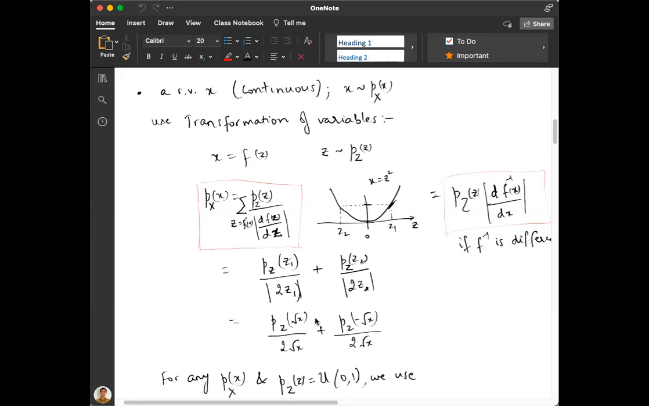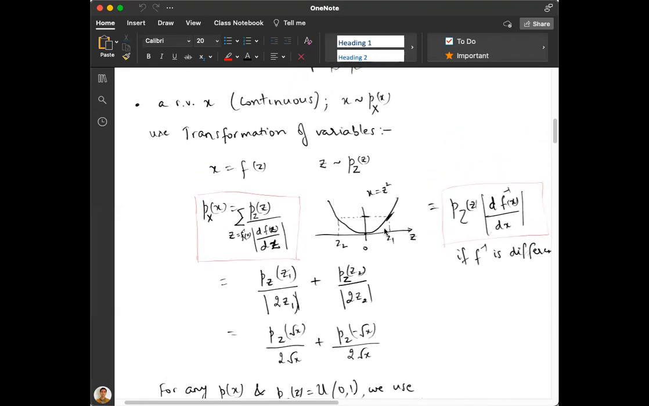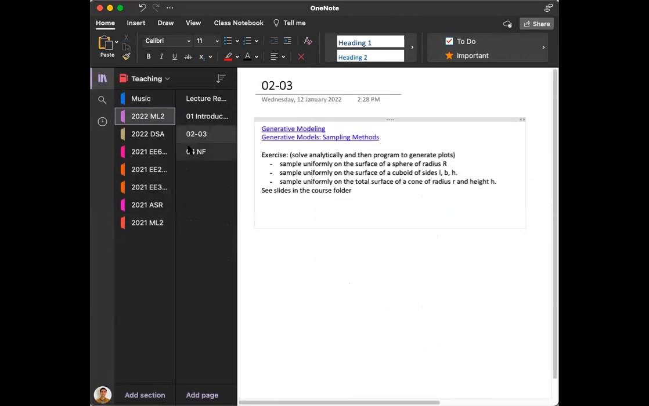So this is the topic, transformation of random variables. This is a very simple topic, and you have already seen it in many places. You have a random variable z, which you want to transform into another random variable x, and this is how you do it. Here, z is a simple random variable, let's say a uniform distribution, and you transform it into x. This is the rule. Let me do it again in today's class.